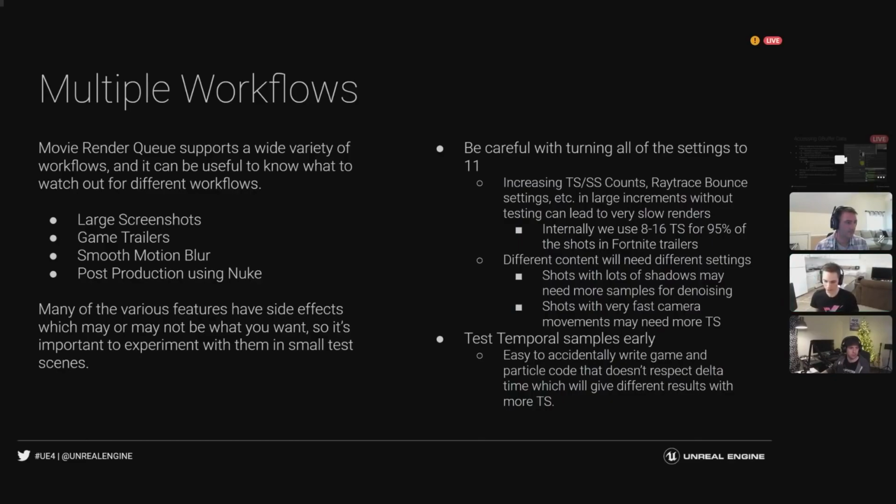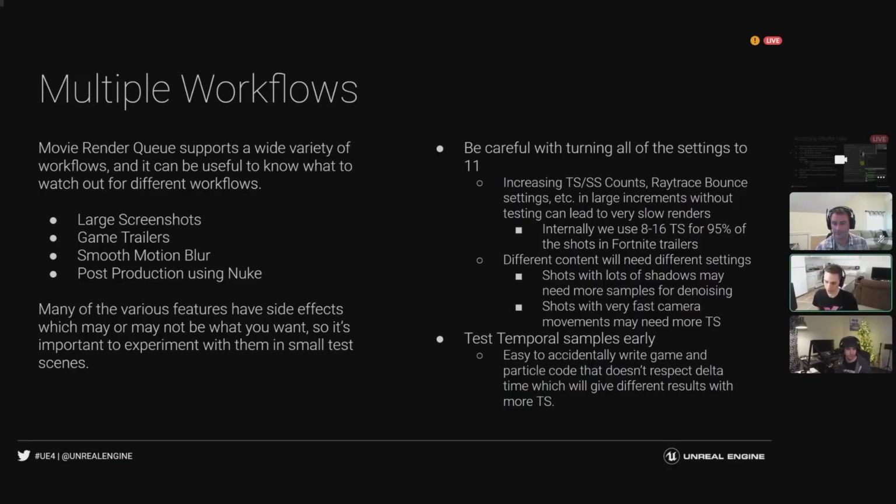Everything else is really just camera settings, and occasionally there are CVARs that are executed to fix some things like sorting. It is content dependent. We try and pick the best defaults in general, but different content is going to need different settings. So if you have lots of shadows and you're using ray tracing, you might need more samples for denoising than you do in other shots.